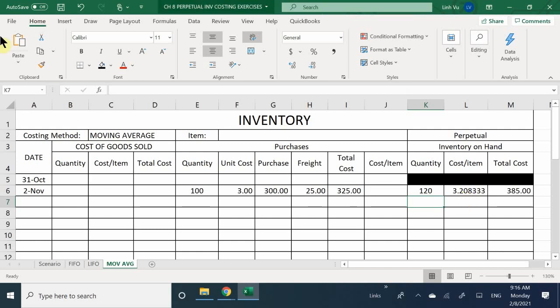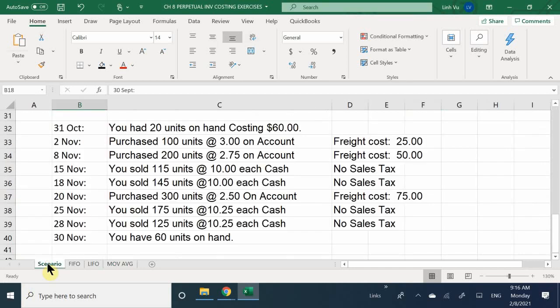Okay, so now what happened next? November 8, you purchased another 200 units at $2.75 on account, with freight of 50. So 200 at 275.